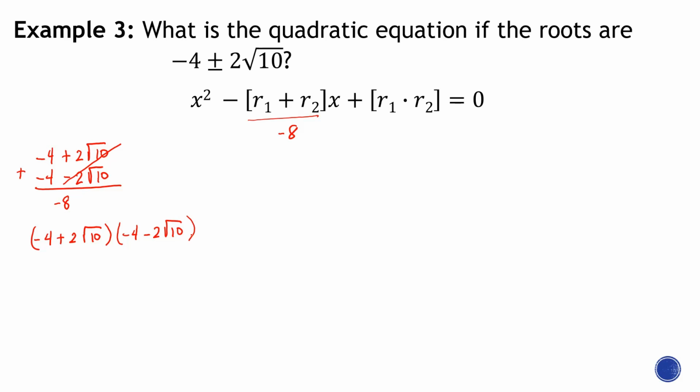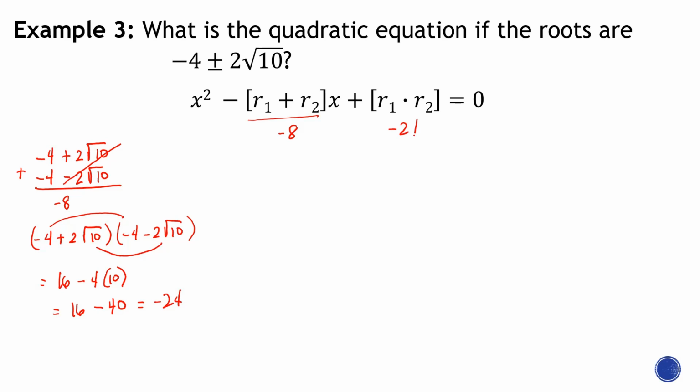Here, normally we use the FOIL method, but actually we don't need to utilize those four parts. I mean, the first, the outer, the inner, and then the last. Here, we just need to multiply the first terms and the last terms. So that's negative 4 times negative 4, which is equal to positive 16. Negative 2 times positive 2 is negative 4 times 10. Square root of 10 times square root of 10 is equal to 10. And this will be equal to 16 minus 40, which is equal to negative 24.